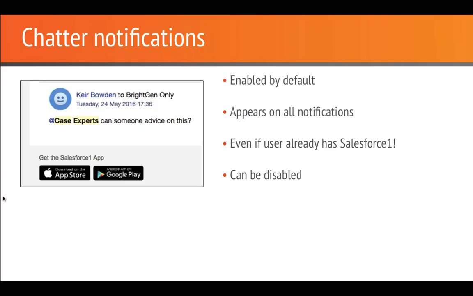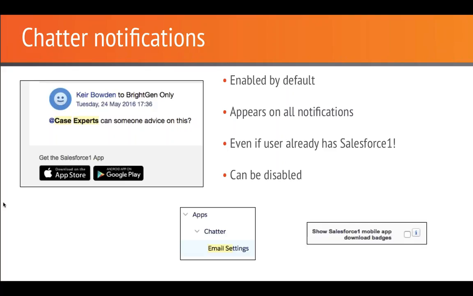So you can disable this if you want to from the setup menu under apps, chatter, email settings, and then you deselect the checkbox there, the show Salesforce 1 mobile app download badges.